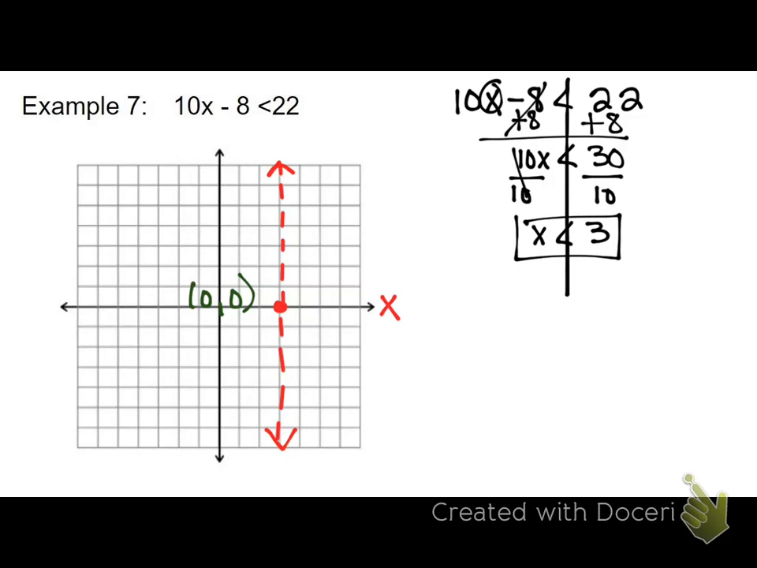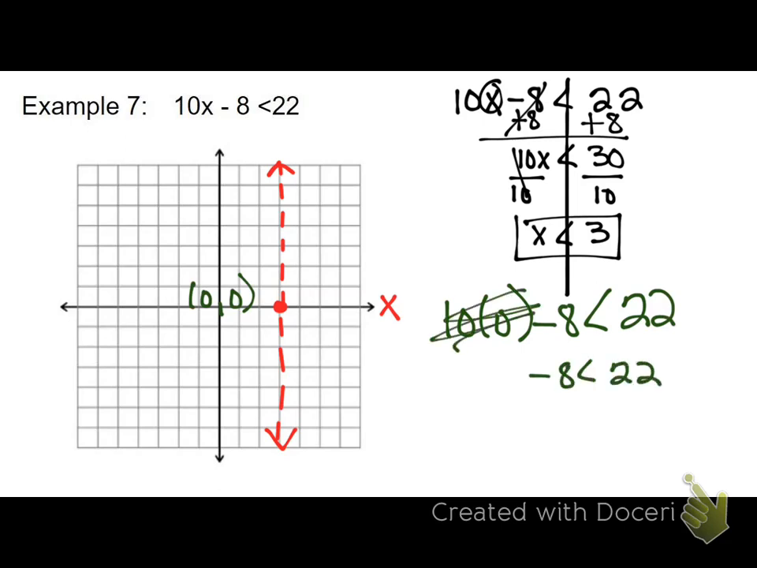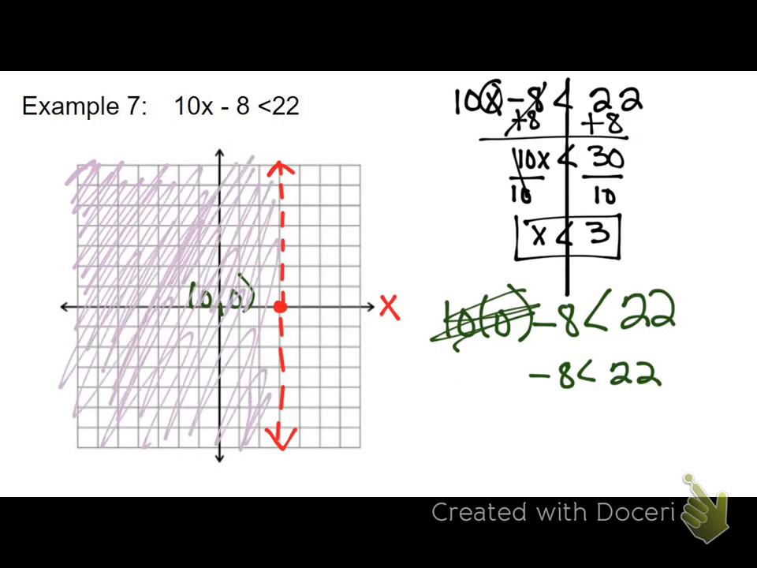1, 1. Okay, so here we go. We're going to substitute here. So we have 10 times 0 minus 8 is less than 22. Well, 10 times 0 cancels. Is negative 8 less than 22? Yes. So my solution is true. So I'm going to shade my solution side. So that's telling us that x is greater than 3, or excuse me, x is less than 3. So it means x is somewhere over here.